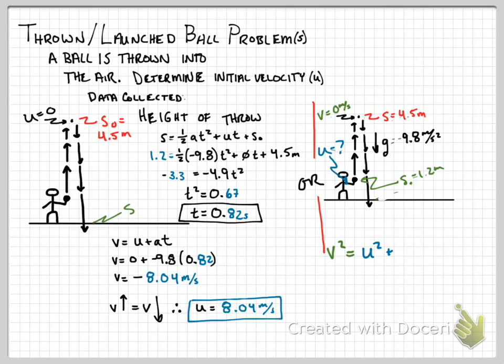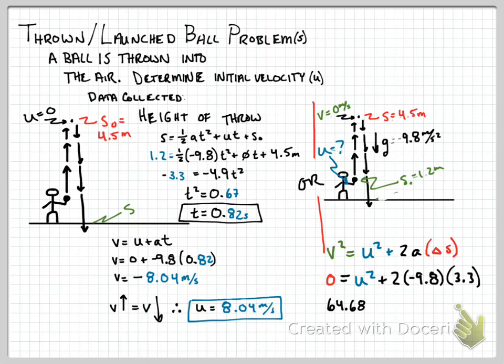The equation that we would use is v squared equals u squared plus 2a delta s. The delta s is simply the change in height. In this case, our final velocity is going to be 0 at the very top. u squared is what we're looking for.